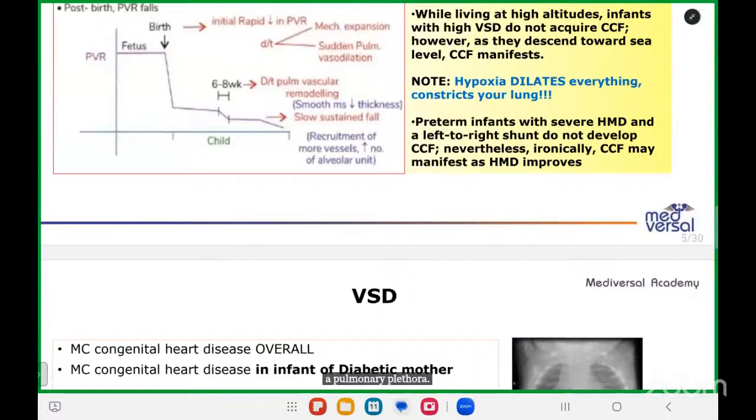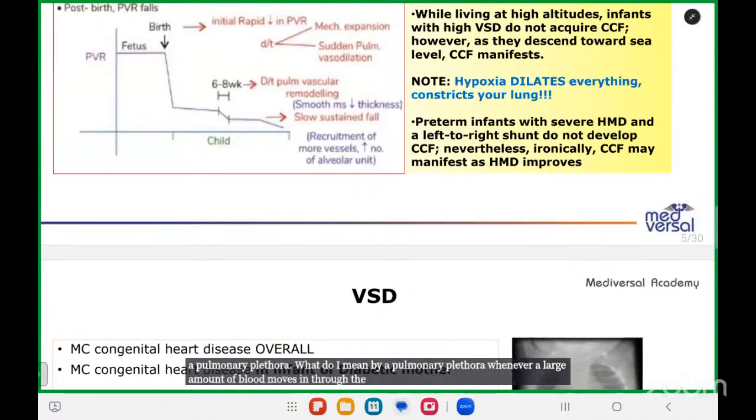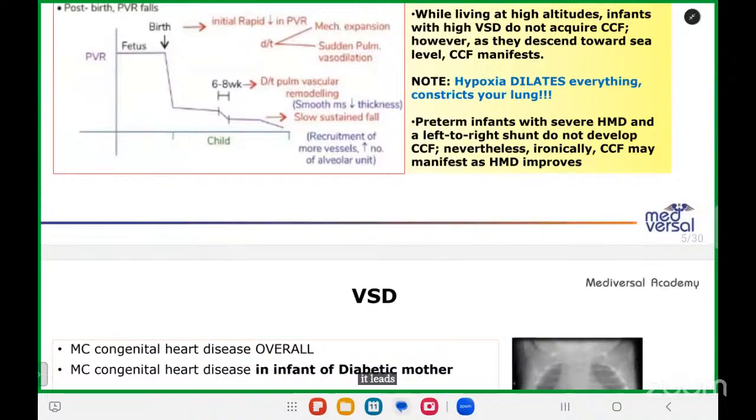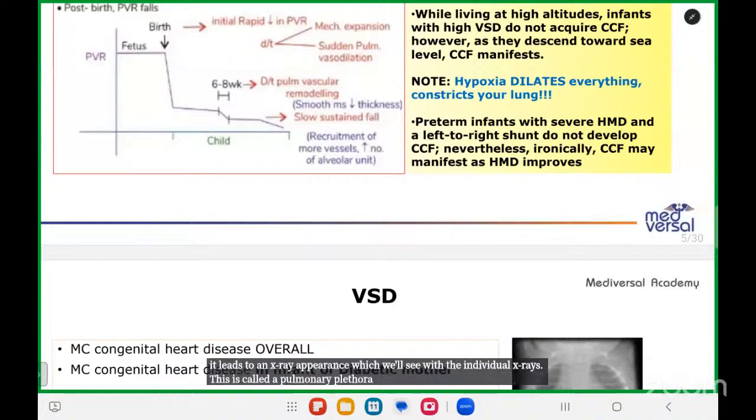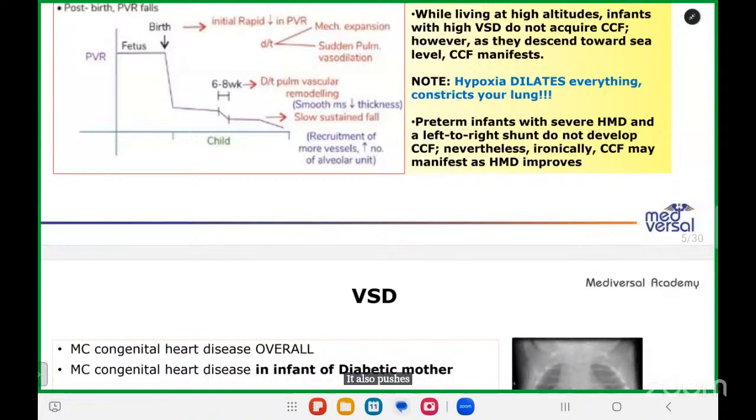What do I mean by pulmonary plethora? Whenever a large amount of blood moves in through the pulmonary artery, it leads to an X-ray appearance, which we'll see with the individual X-rays. This is called a pulmonary plethora, where the large amount of blood is reaching the lungs. Because a large amount of blood reaches the lungs, it also pushes that much amount of blood back into the left atrium, and the left atrium moves it to the left ventricle.